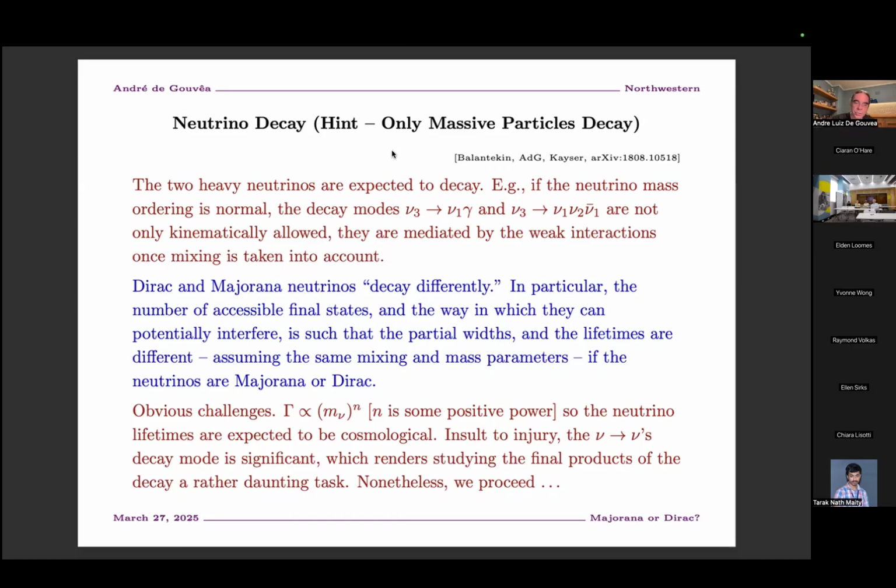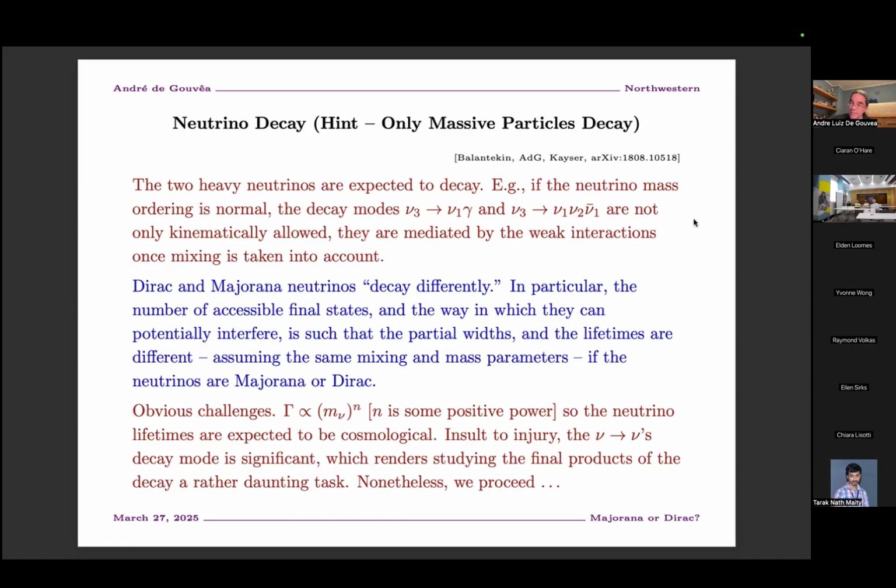Now, again, neutrino decay is fun to talk about, but it's also a very rare process because the width for that is very small, and it's proportional to the neutrino mass to some positive power. And if you plug in regular numbers that we know about, the lifetime of the neutrino is expected to be many, many, many, many times more than the age of the universe.